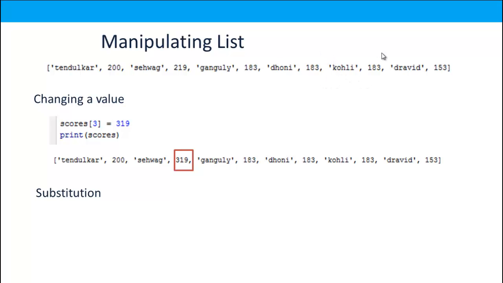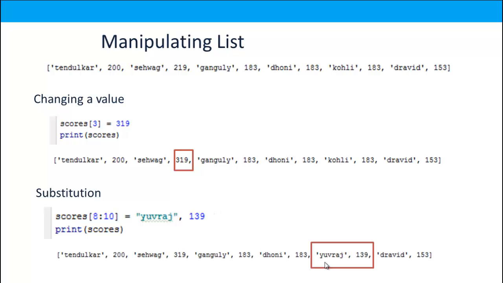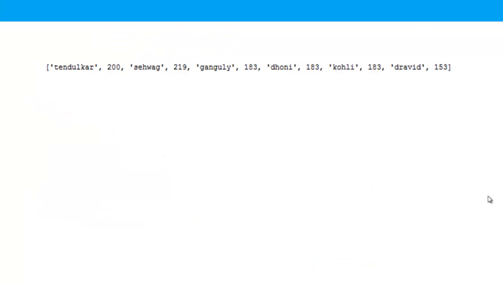We can also substitute the values in the list. Suppose we want to substitute Virat Kohli in this list and include Yuvraj Singh and his top score, we use the syntax of slicing the list. Here Virat Kohli is at index 8 and his top score is at index 9. According to the slicing syntax, the value at index 8, which is Kohli, will be replaced by the string Yuvraj, and the element at index 9 will be replaced by the integer 139. When we print this list, we see that values at index 8 and 9 have been replaced.